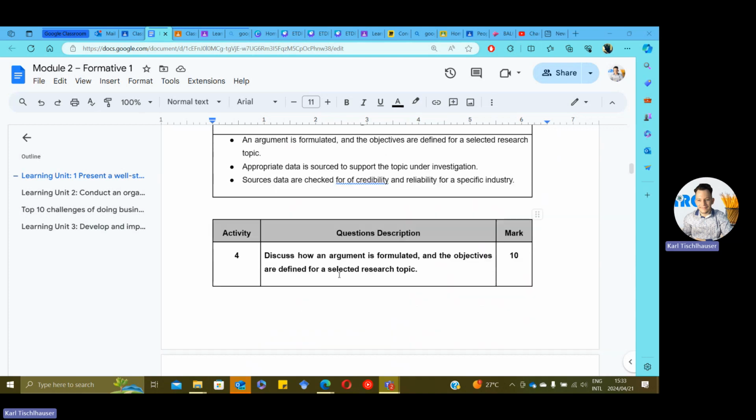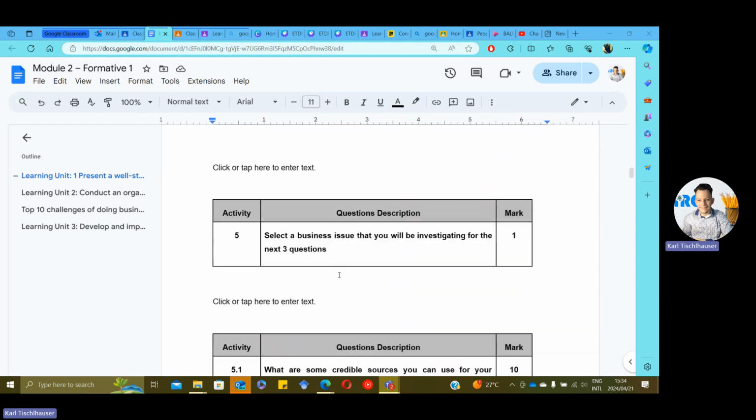Number 4 says discuss how an argument is formulated and the objectives are defined for a selected research topic. You can give me a research topic as an example, and tell me how the argument was formulated for that research topic, and then how the objectives were built based on the argument. Remember, all our arguments start with the key thesis statement. Make sure you include that in your answer.